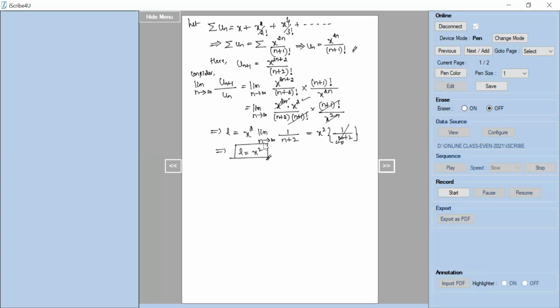So I can conclude like this. This series is convergent if x square is less than 1, divergent if x square is greater than 1, and the test fails if x square is equal to 1. So this is the nature of this infinite series.